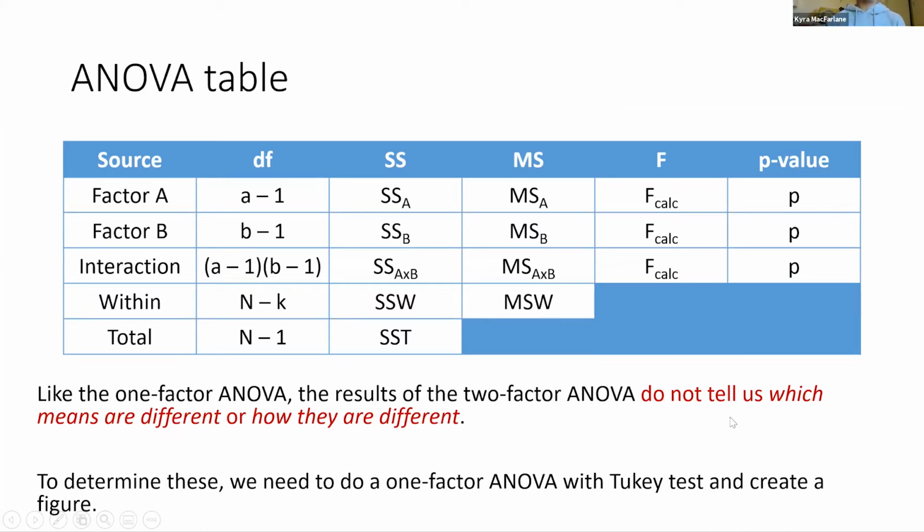Again, also like the one-factor ANOVA, the ANOVA table doesn't tell us how our means differ or which means are different from each other. So again, we have to do our Tukey test to look at how means differ from each other and to look at a figure as well to determine in which direction those vary.